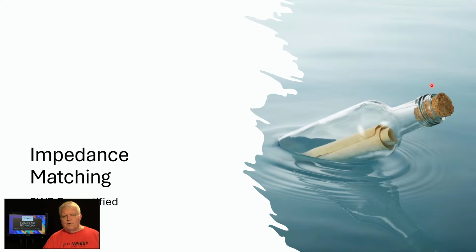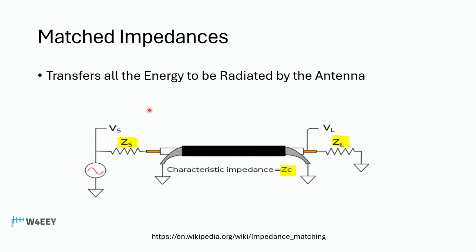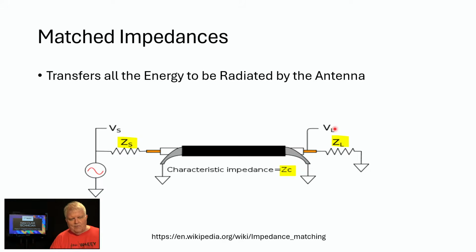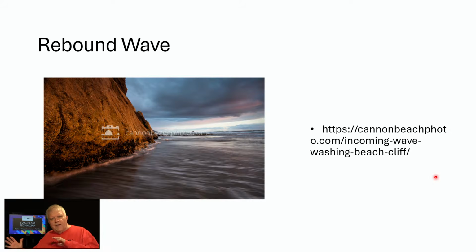So impedance matching, as we talked about, if we have the source impedance and the characteristic impedance of the feed line and the antenna impedance all the same, then all of the energy coming from the transmitter will be radiated from the antenna. That's our perfect condition. I want you to think about the ocean coming up against a cliffside, wherever you might be, and what happens is the wave comes in toward the cliff, it'll hit the cliff and bound back. That's called the rebound wave. The wave comes in and bounces back.